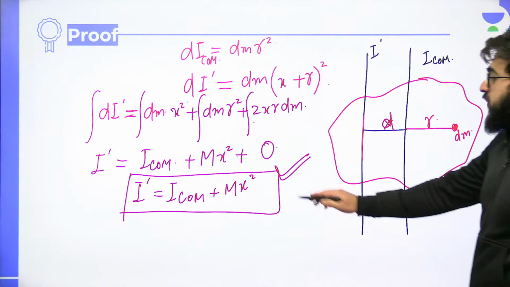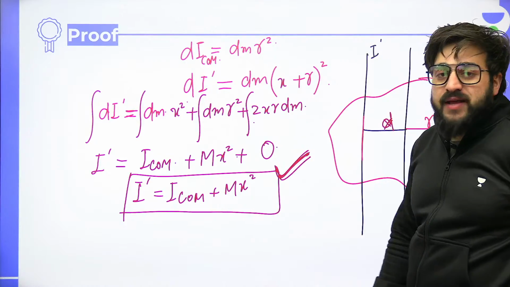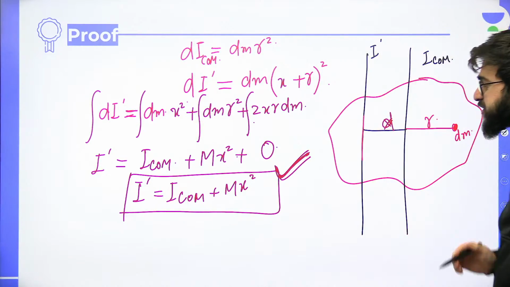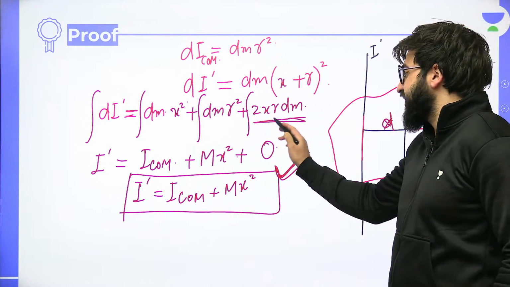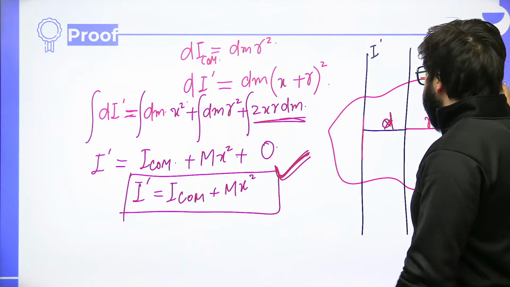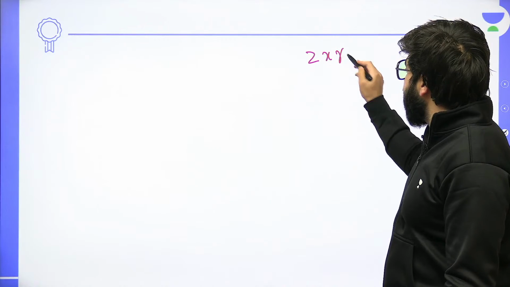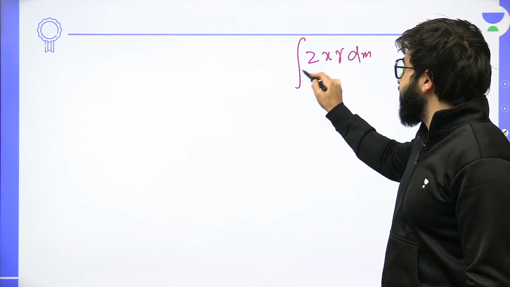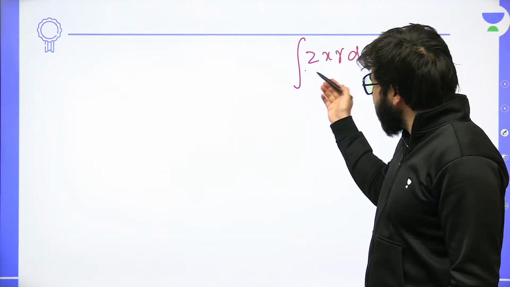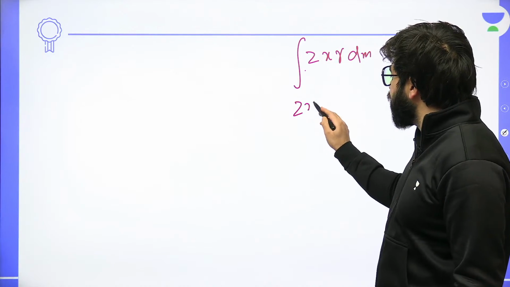Okay, so that's what we exactly got over here. Fine. I hope you got it. Now listen to me very carefully. Why did I basically take this one as this one? Now, if I say, for example, I'll write it over here. This is 2x integration of rdm. Now, can we write it like this? I'll take this 2x exactly out.